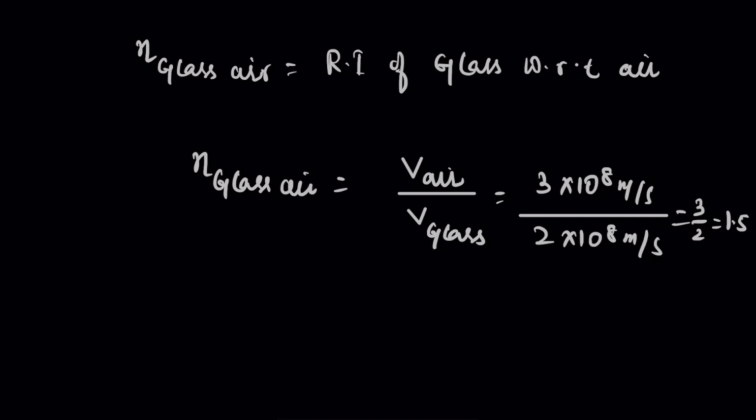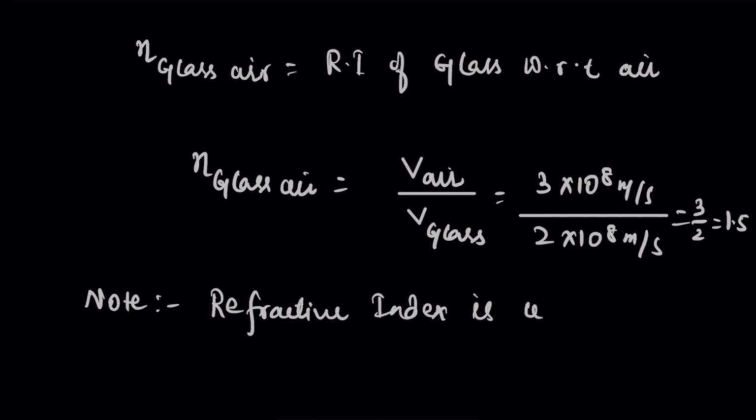So one thing we can note down: refractive index is unitless. As you see here, both meter per second will cancel out, so there will be no unit for refractive index.